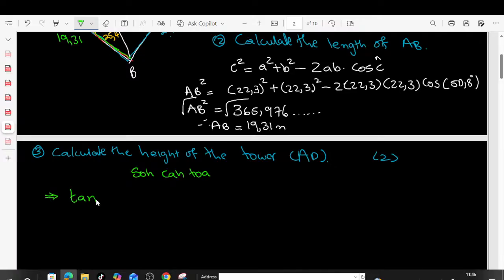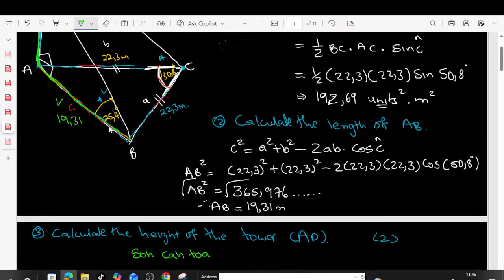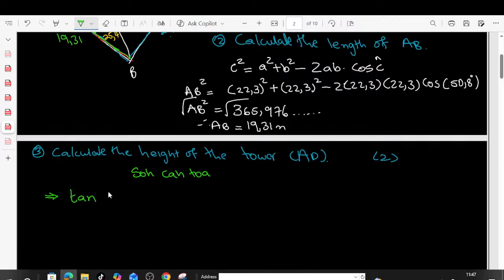Opposite and adjacent, we're going to use tan. So the tan of that angle, which angle are we using? The 25.4. Thank you, Ngube. So this will be the tan of 25.4 degrees. We equate this to opposite, which is my AD, all over adjacent. We just calculated the adjacent as 19.31.